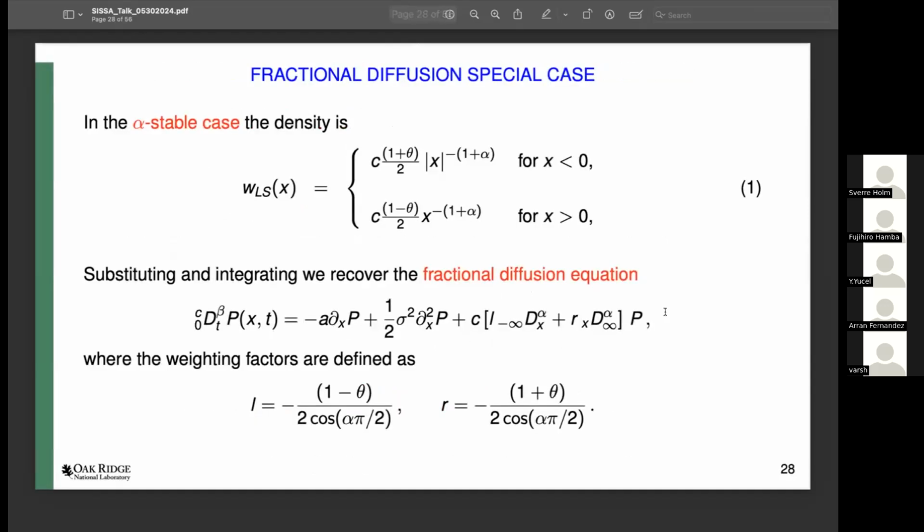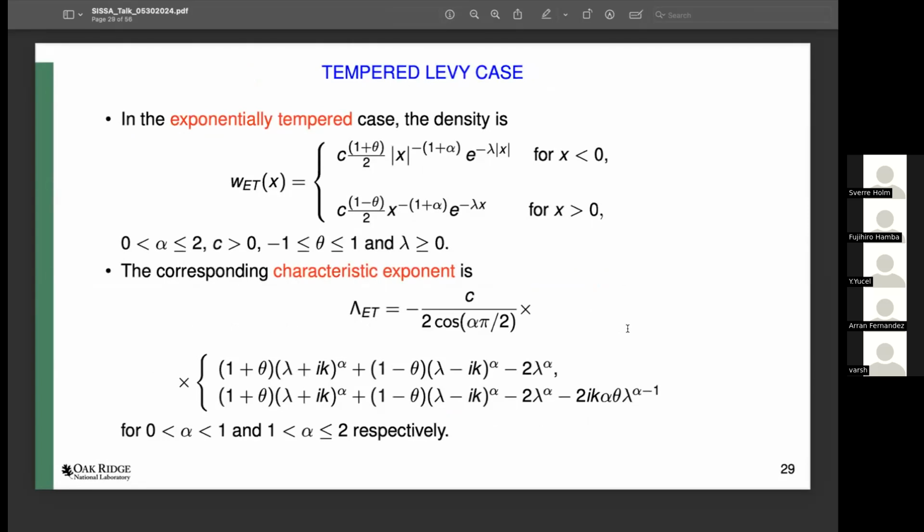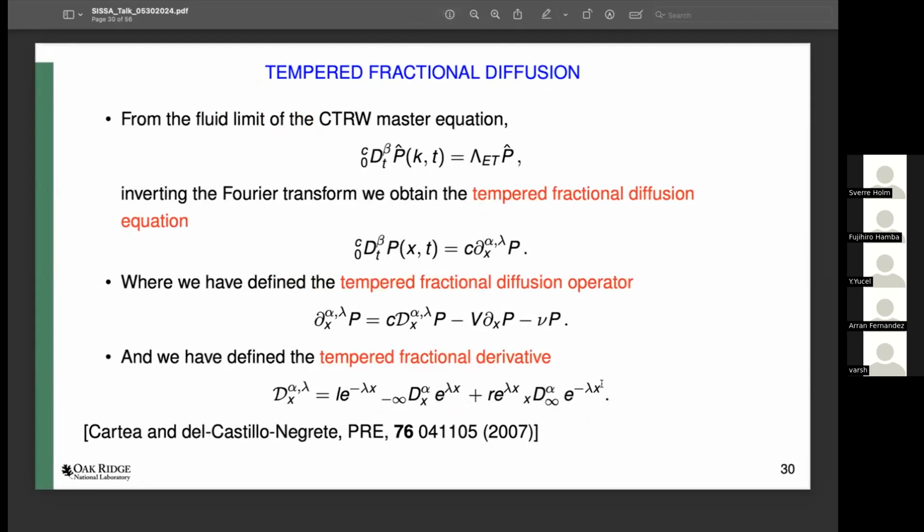Now, as a sanity check, how do I get my well-known fractional equation? If your Levy density is this very violent algebraically decaying distribution, sure, you get your well-known fractional diffusion equation. The most interesting part of our work was to ask what would happen if we have this damping or cutoff effect on the alpha-stable distributions, on the Levy flights. What you get is an equation that looks like the fractional equation, but the fractional operator has been changed. We called it the tempered fractional derivative, which is the Riemann-Liouville fractional derivative sandwiched between exponential factors.